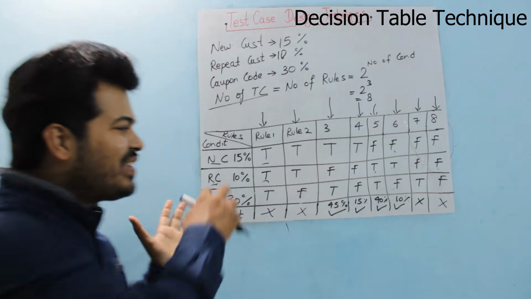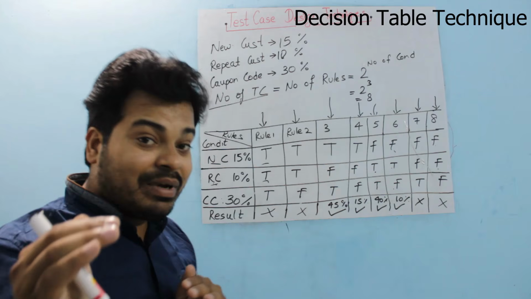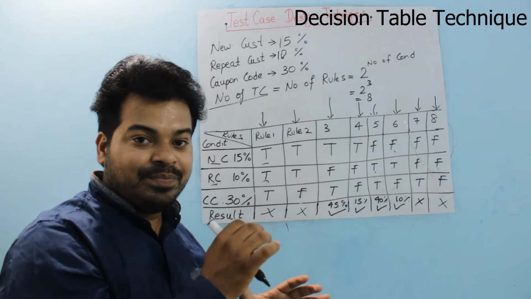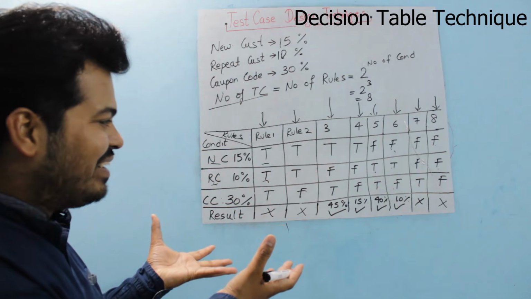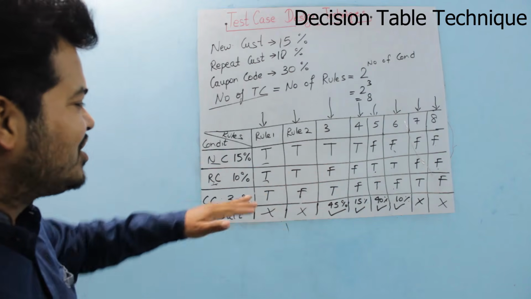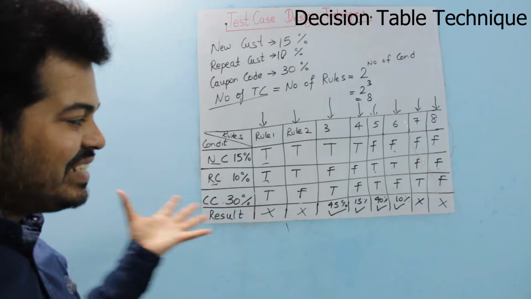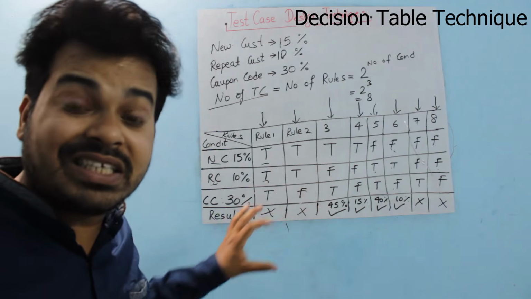See guys, when you don't write this table, you won't be able to test each one of them. This is so systematic and standard. This is a full combination of your rules and conditions. It is covering 100% test cases.